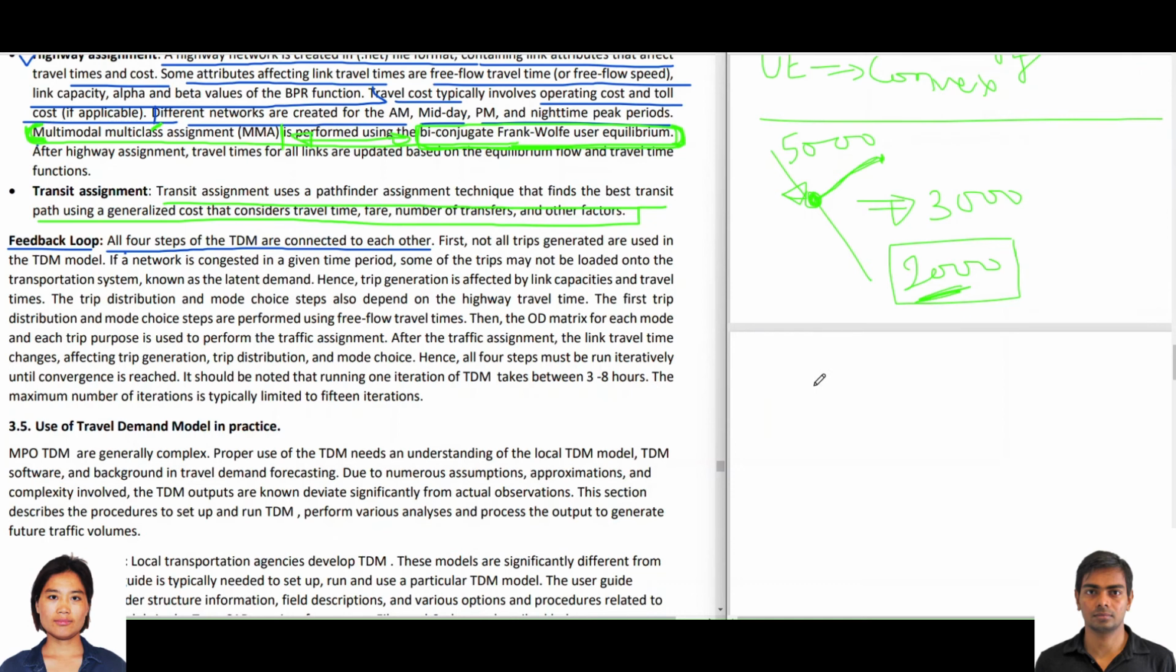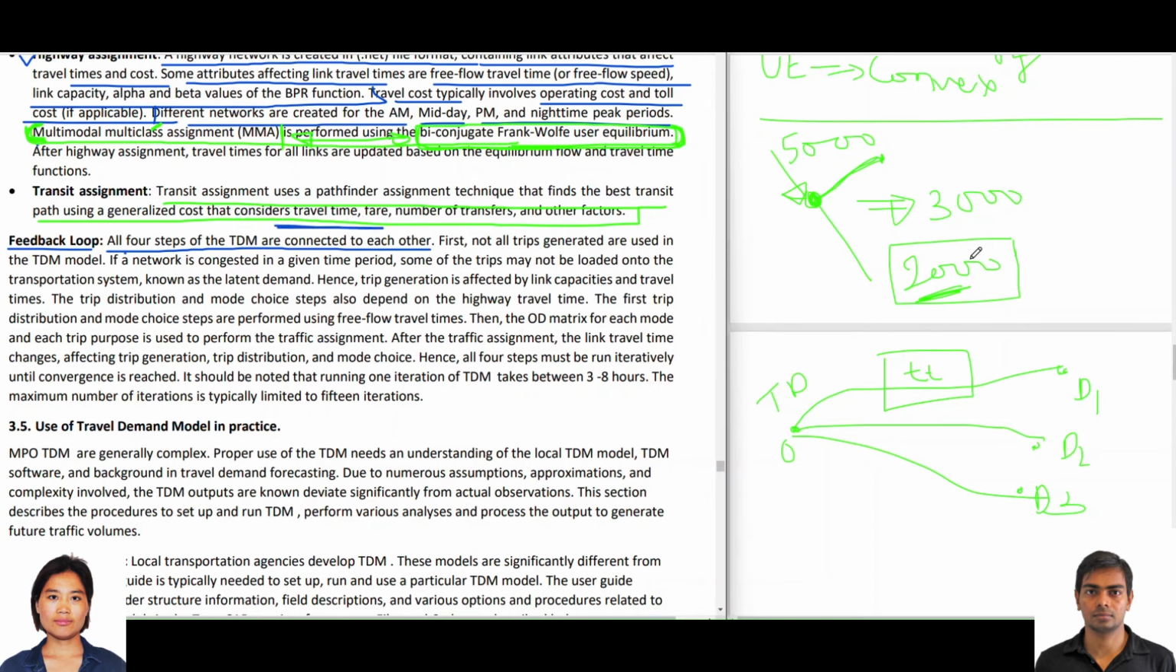Trip distribution is also directly affected by the travel time on the links. Like we talked about, in the trip distribution stage, let's say this is my origin and this is destination number 1, destination number 2, destination number 3. There are 3 different destinations. The number of trips assigned to different destinations depends on the impedance factor, and the impedance factor depends on the travel time. So overall, the trip distribution depends on the travel time that is assigned to the network.